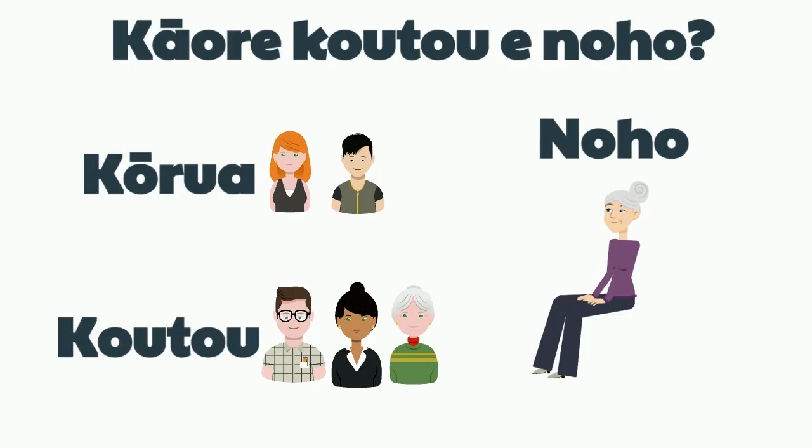There you have it. Now you know how to negate sentences in the future tense in Māori.